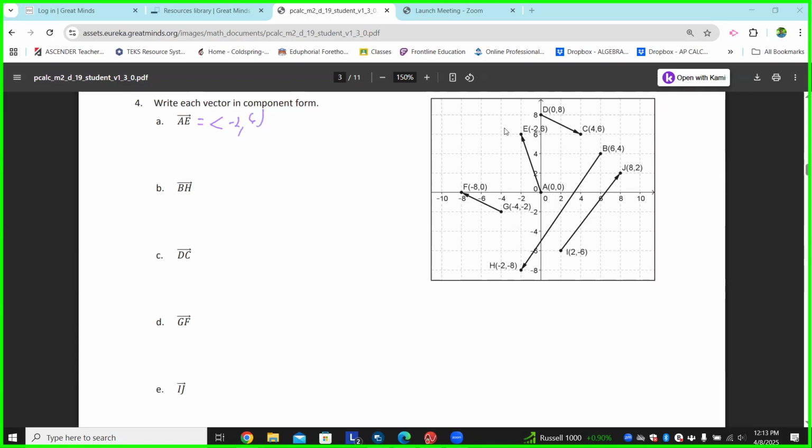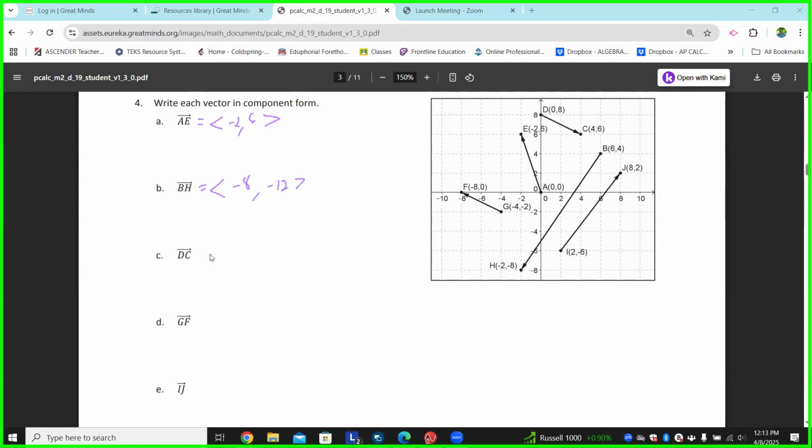6. So again, going from that terminal point, which is the ending point, the point that has an arrow, and the initial point is the point that doesn't have an arrow, it's the starting point. So when we get to name the rest of these, we do the directed line segment BH. So here's the beginning, here's the end. So I'll go -2 minus 6. And what do I get? Very good. And I'll go -8 minus 4.